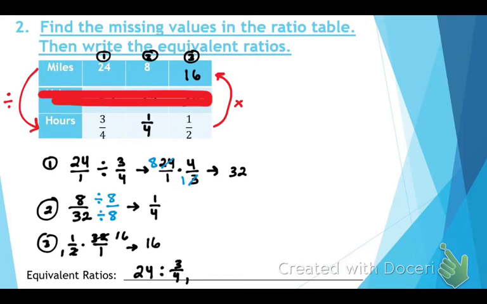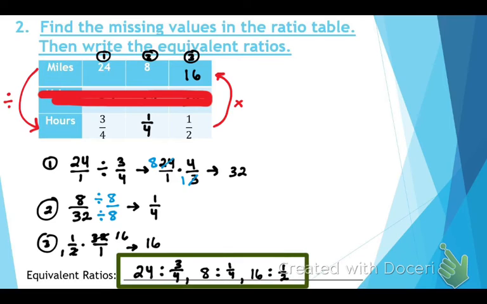Halen, what would I write for the second comparison? 8 to 1/4. Heather, what would I write for the last one? 16 to 1/2. And those are my equivalent ratios.